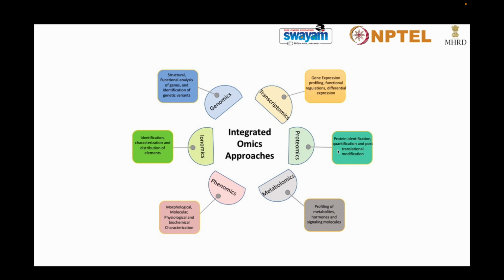Then comes proteomics, which involves protein identification, quantification, and post-translational modifications. Then we move a little level above to metabolomics, which involves profiling of metabolites, hormones, and signaling molecules. Then comes phenomics, which deals with the phenotypes. So it could be morphological, molecular, physiological, and biochemical characterizations. Then comes ionomics, which deals with the study of ions, for example, identification, characterization, and distribution of elements. So these are all kinds of omics, and this is all about it.